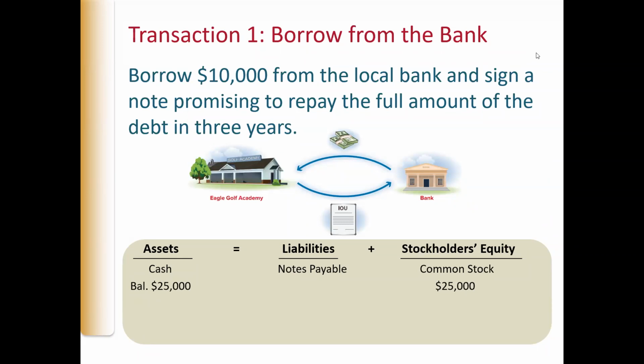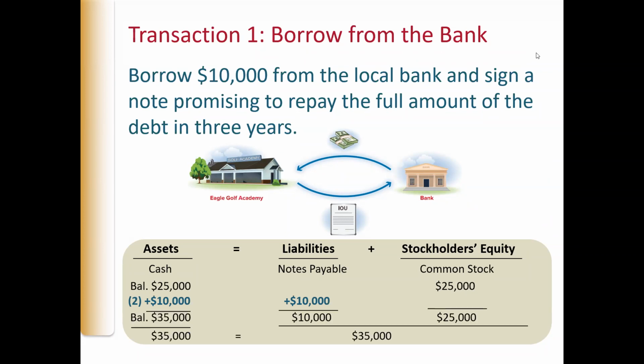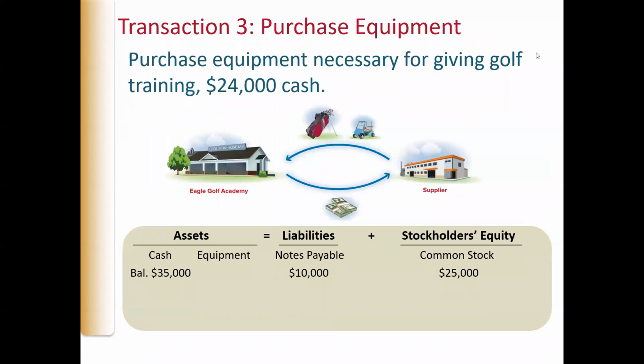What else happened? Liabilities increase. Yay, guys. Liabilities increased. Do we balance still? Yep. We do. Our assets equal 35,000. Our liabilities and our stockholders' equity combined equal 35,000. We balance. Guys, we have to balance after each time.